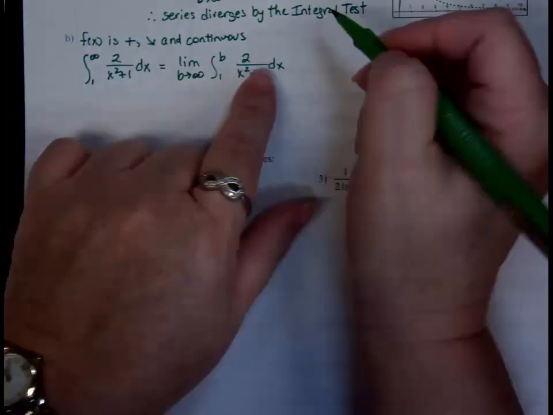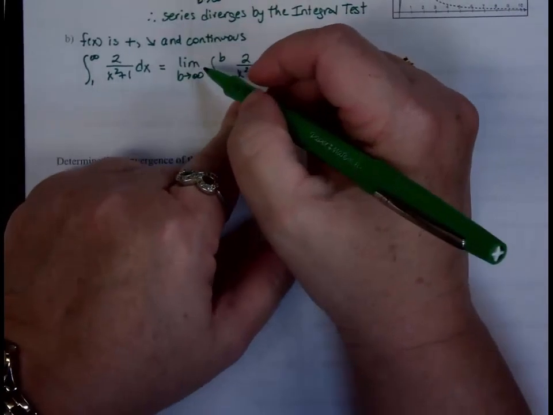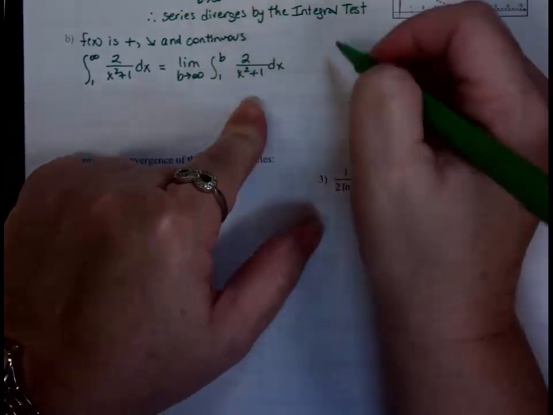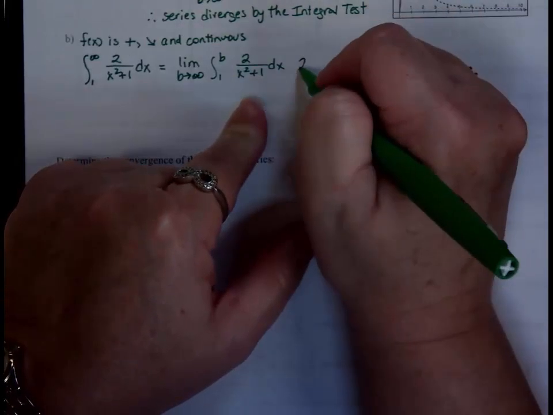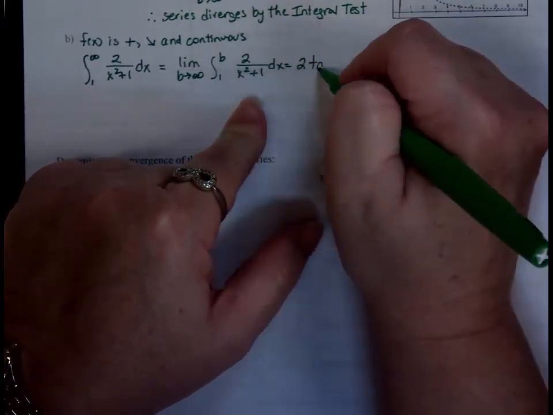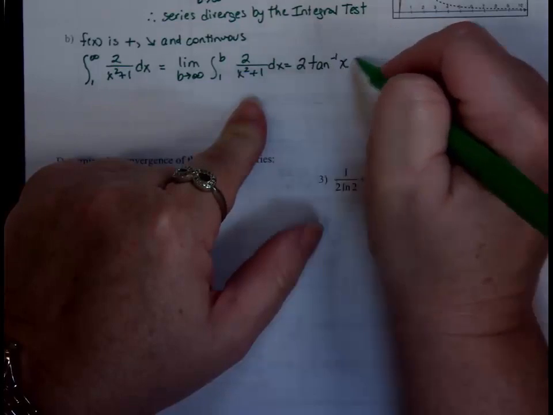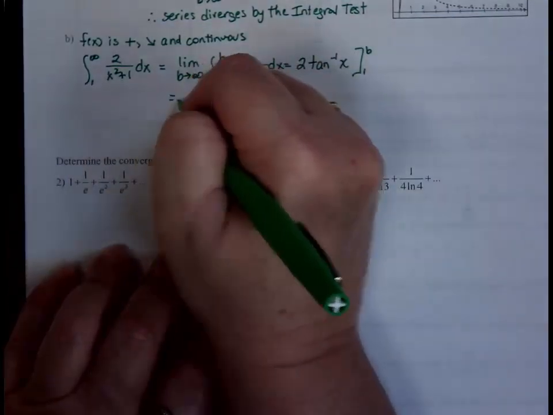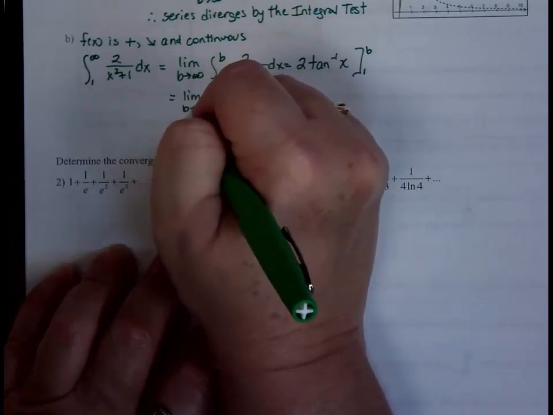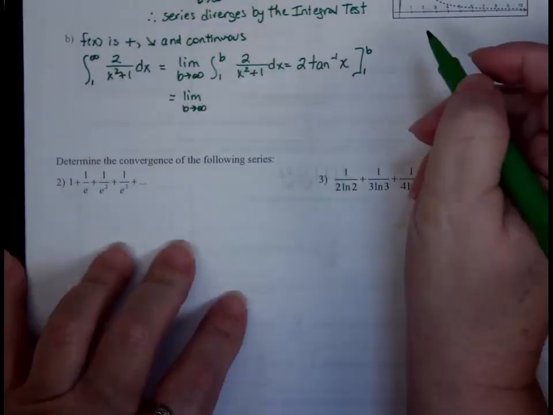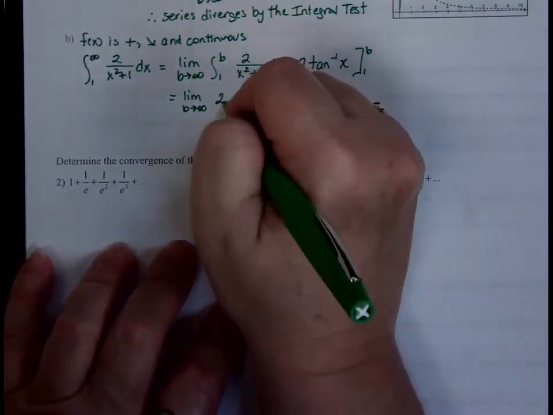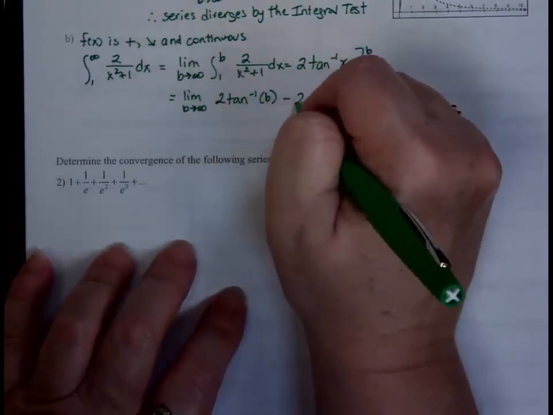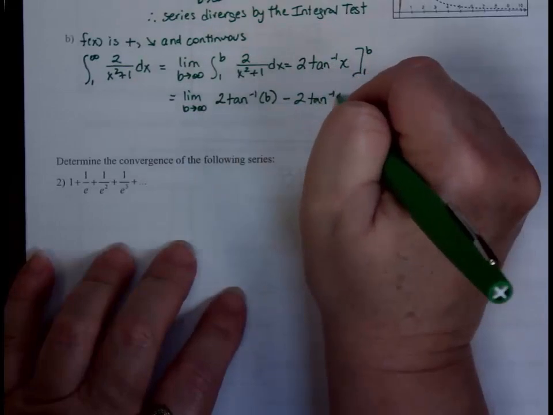So what's going to happen is the 2 is going to move outside, so it has a 1 on top. And then this is a classic tangent inverse. So this is now going to be 2 tan inverse of x from 1 to b. So I'm going to go to the next line, rewrite the limit. This is a great time to rewrite it. It's right here. So we have 2 tan inverse of b minus 2 tan inverse of 1.